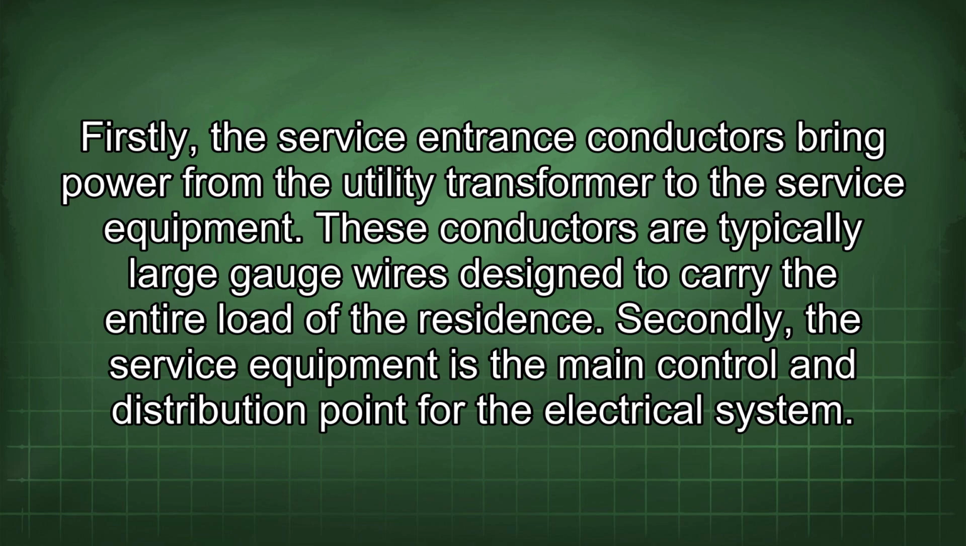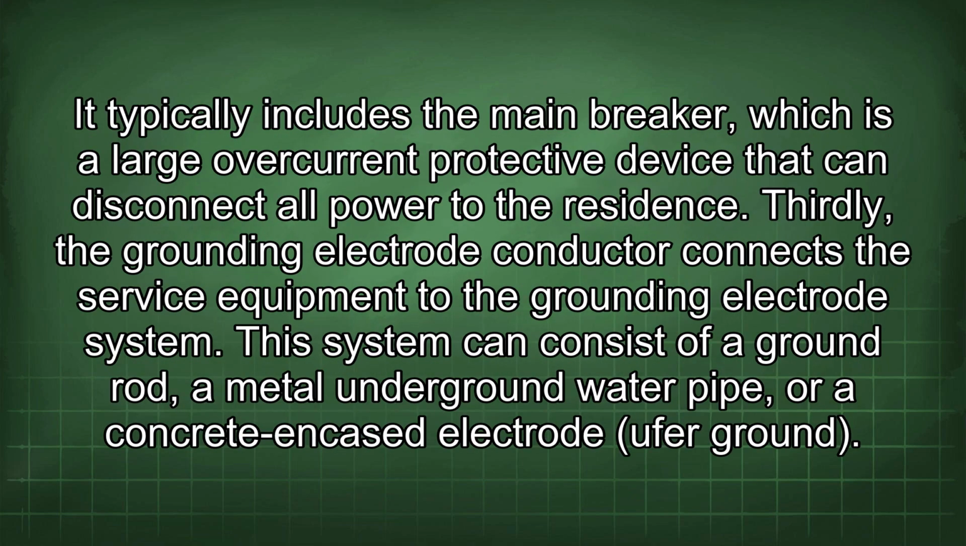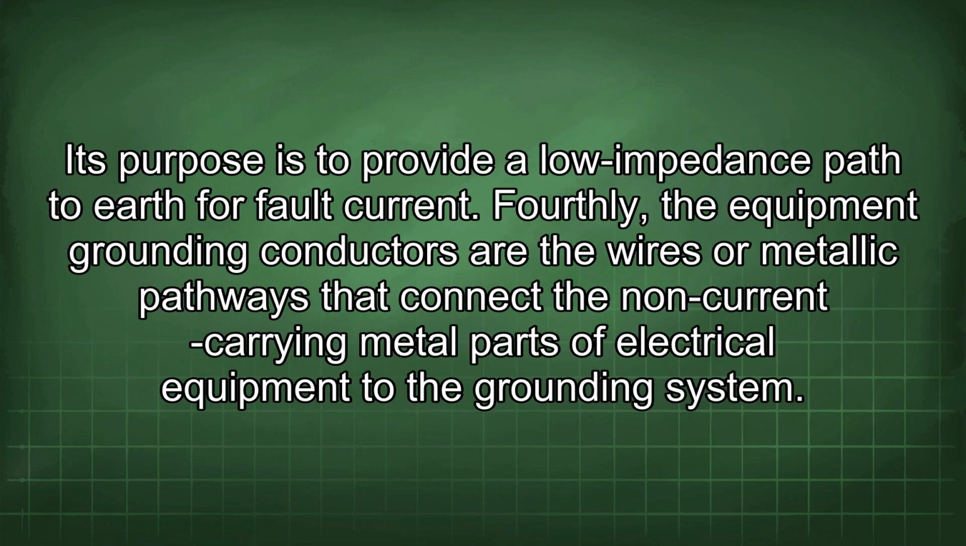Secondly, the service equipment is the main control and distribution point for the electrical system. It typically includes the main breaker, which is a large overcurrent protective device that can disconnect all power to the residence. Thirdly, the grounding electrode conductor connects the service equipment to the grounding electrode system. This system can consist of a ground rod, a metal underground water pipe, or a concrete encased electrode used for ground. Its purpose is to provide a low impedance path to earth for fault current.